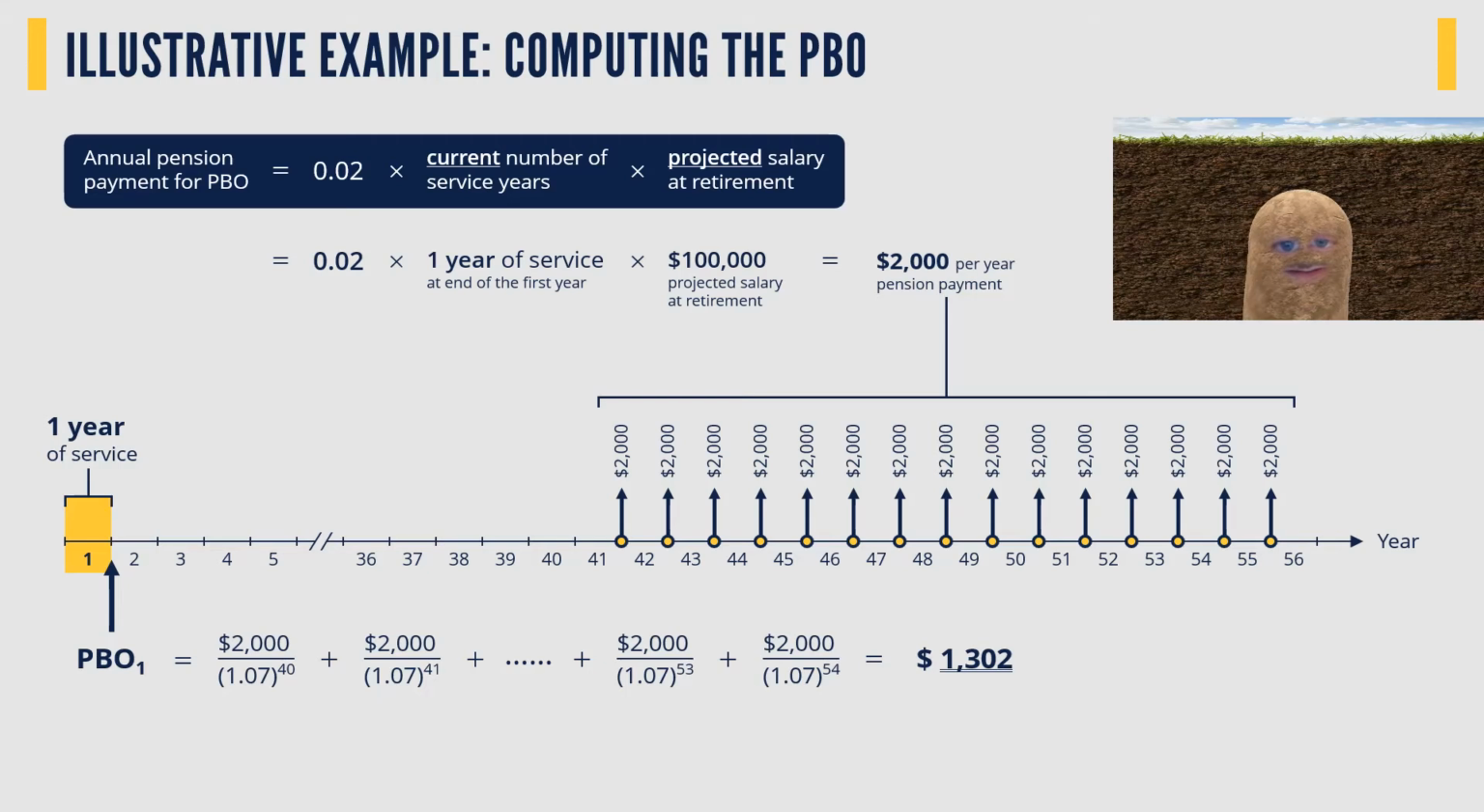And then the projected benefit obligation at the end of year one for this employee, for this company, the company will have to report a liability of $1,302, up from $0 at the beginning of the year.